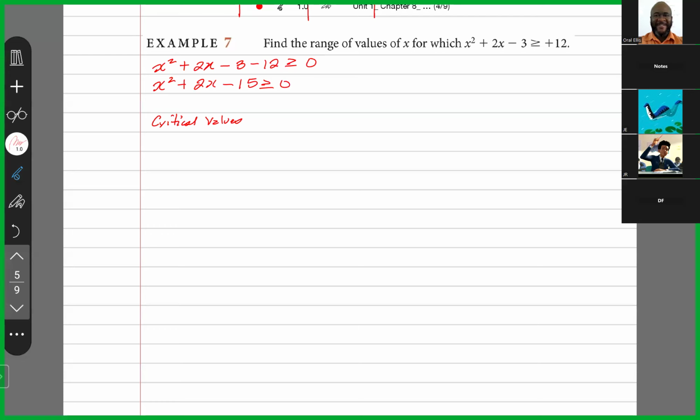The critical values are the values of x for which x squared plus 2x minus 15 is equal to 0. Let's factorize in order to solve this quadratic equation. So I'm guessing 5 and 3. This is plus and this is minus. So x minus 3 is equal to 0 or x plus 5 is equal to 0. So x is equal to 3 or x is equal to minus 5.